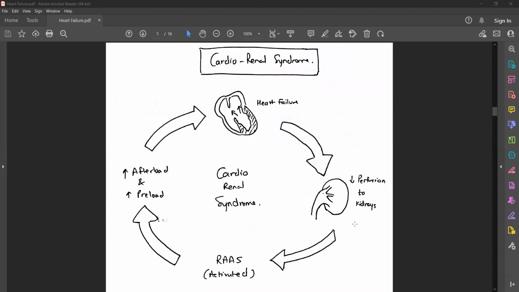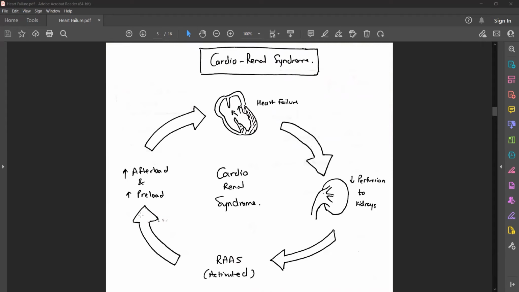Now, remember that the kidneys do not have a way to tell if it is the problem with the heart that is leading to the decreased perfusion, or is the body intravascularly depleted, that there is not enough volume in the pipes. That is why there is decreased perfusion. It's just going to think there is low perfusion, and it's going to activate the renin-angiotensin-aldosterone system. And due to this, there's going to be an increase in the vasoconstrictors. The angiotensin is going to come, and then there's going to be an increase in aldosterone.